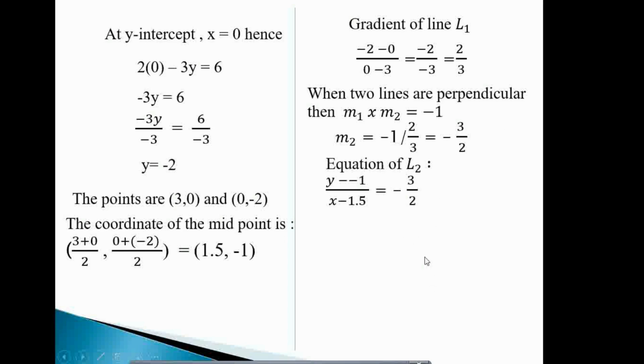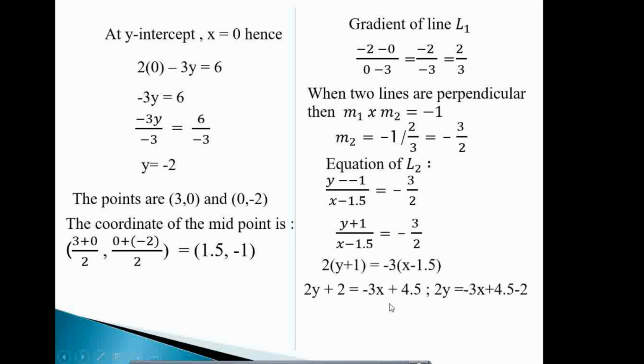Then we cross multiply and form the equation, which will be 2 into y plus 1 is equal to -3 into x minus 1.5. If we solve this, we get 2y is equal to -3x plus 4.5 minus 2, which if you write in the form y = mx + c, gives y is equal to -3 over 2 x plus 5 over 4. And that's the answer to that question. Thank you.